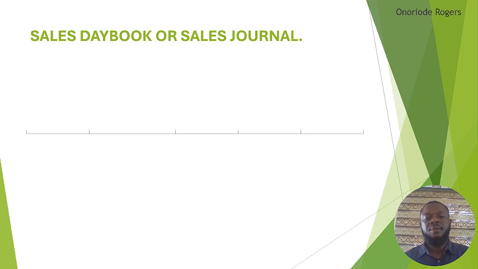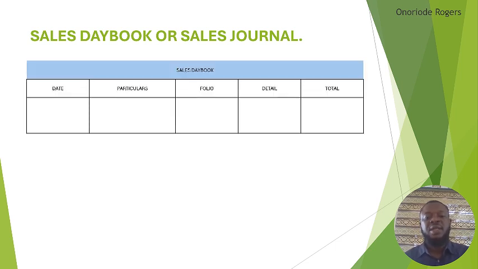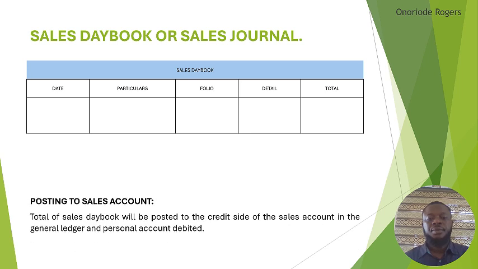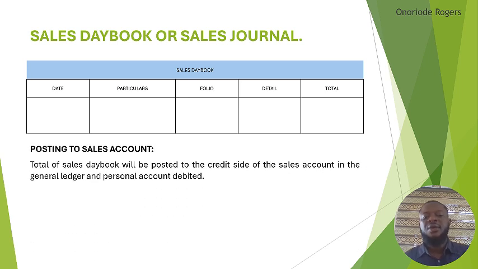Let's look at a sample of the Sales Daybook, how it looks. We have date, particulars, folio, detail, and total. Like I said earlier, the total of the Sales Daybook will be posted to the credit side of the sales account in the general ledger, and the personal account debited. That means the account of the person you sold the goods to on credit in your book will be debited. Then you credit your sales account. Please take note, the sales account has to be credited. Sales account always has a credit balance.